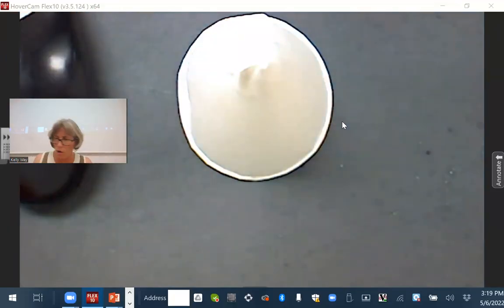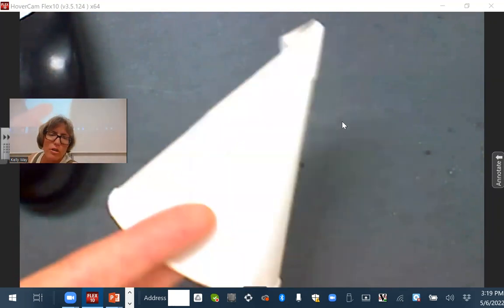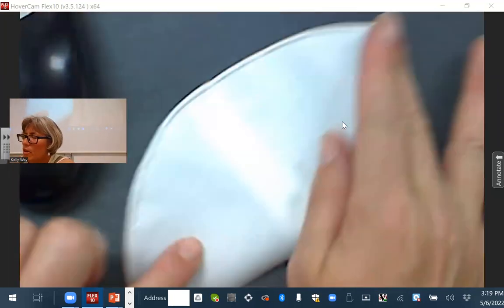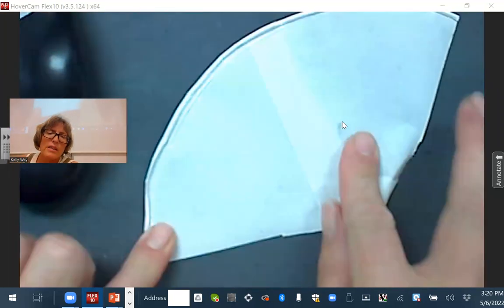Now, the cone's a little bit harder to see, so I'm actually just going to do the cone right here. I'm going to flatten it out. So a cone, if I were to do this and flatten it, you can see it's basically a sector area.